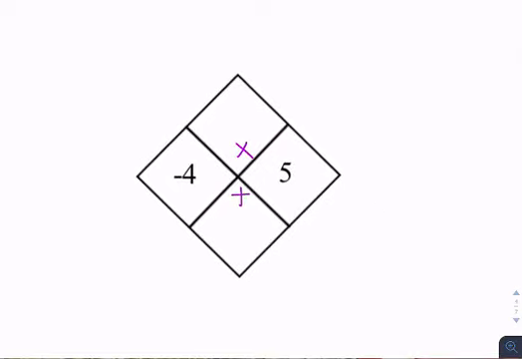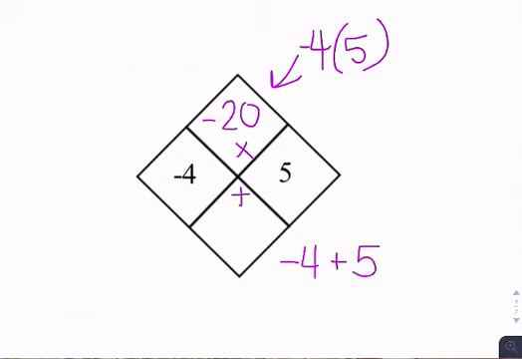So to get this answer, we do negative 4 times 5. Positive times a negative is a negative. 4 times 5 is 20. So my answer is negative 20. And then below we add. So negative 4 plus 5. 4 negatives plus 5 positives. We can make 4 zero pairs, and we're left with 1 positive. So that is my completed diamond problem.